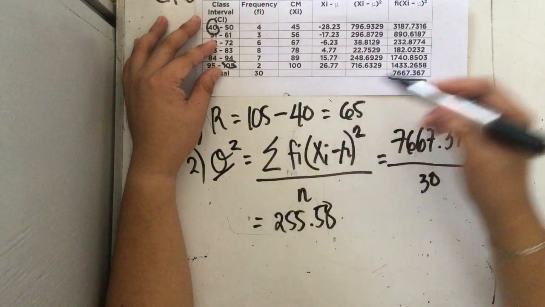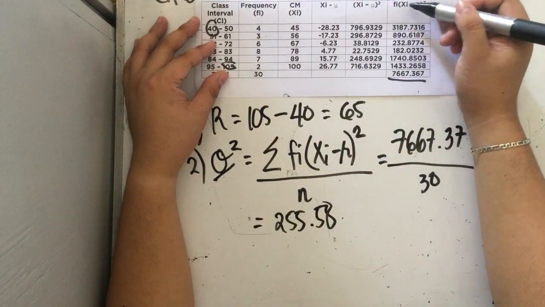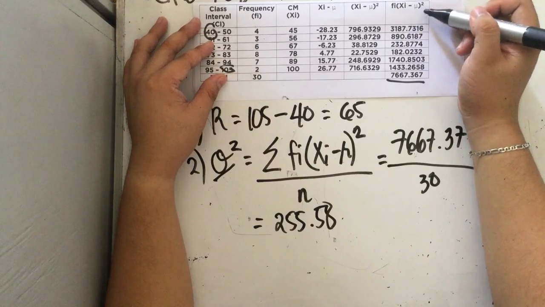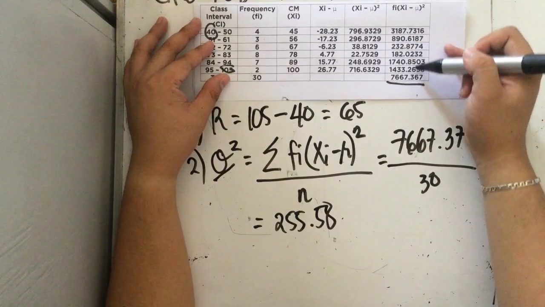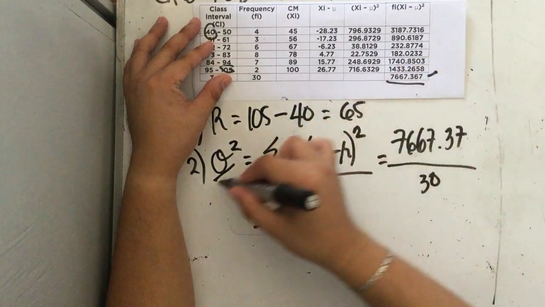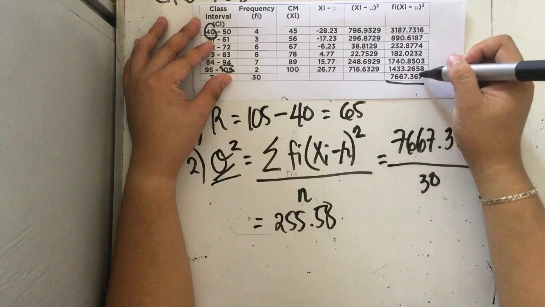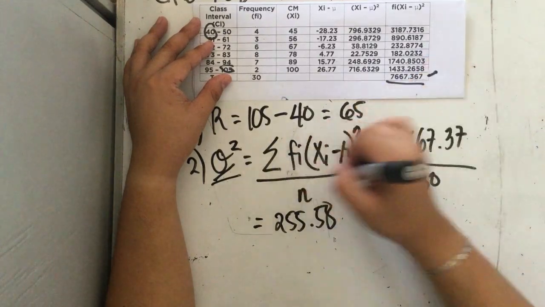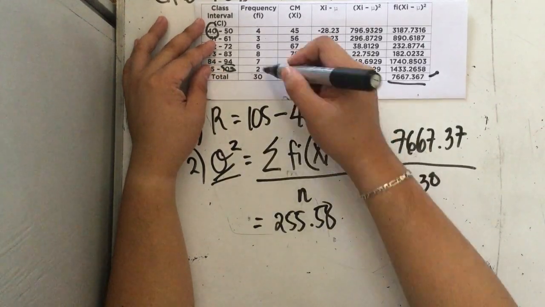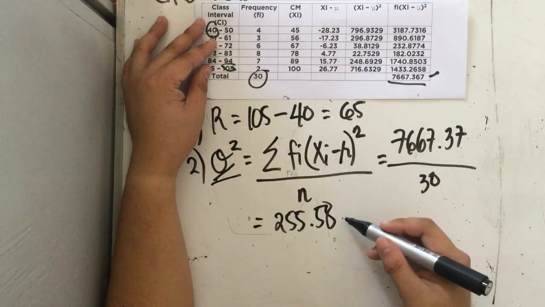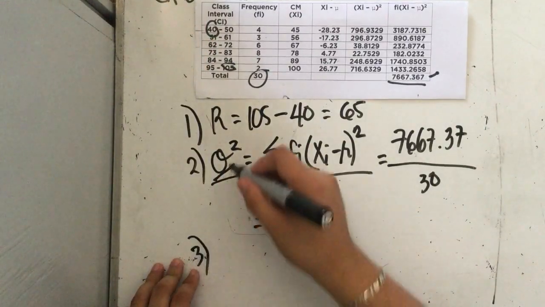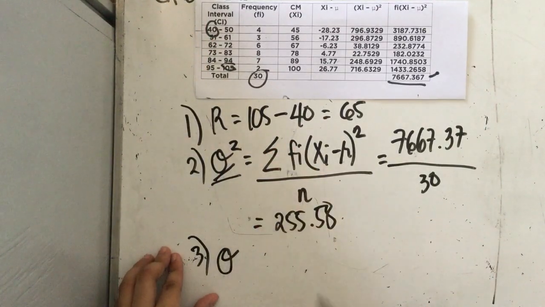So ulitin natin, kapag nakuha natin si f of i times x sub i minus mean squared, kailangan natin kunin yung summation ng table natin. Okay? Kasi yun yung gagamitin natin to get our variance. So we will just get the summation over the n, which is 30. So this is our n. Okay, you have 255.58. So after we get the variance, next to get is the standard deviation.